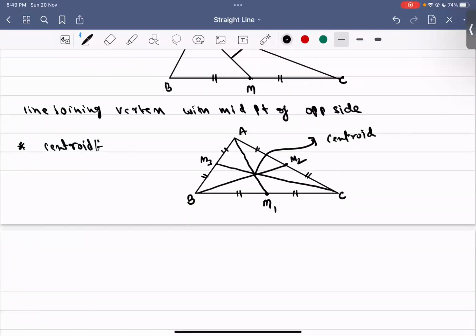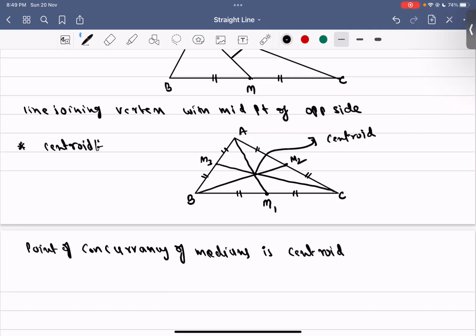Definition: the point of concurrency of medians is centroid. And it is denoted by capital G. Centroid is generally denoted by capital letter G.